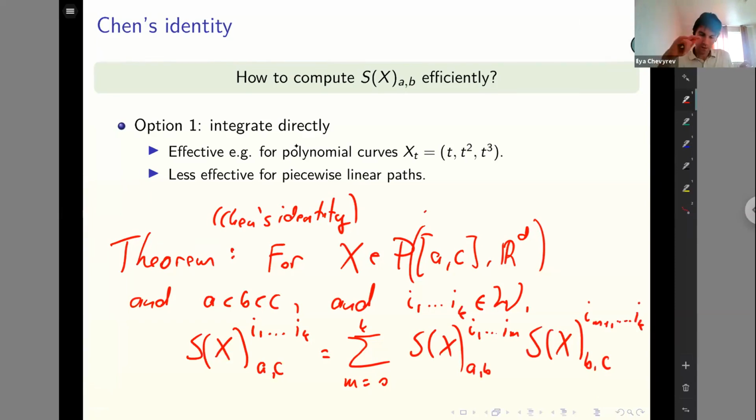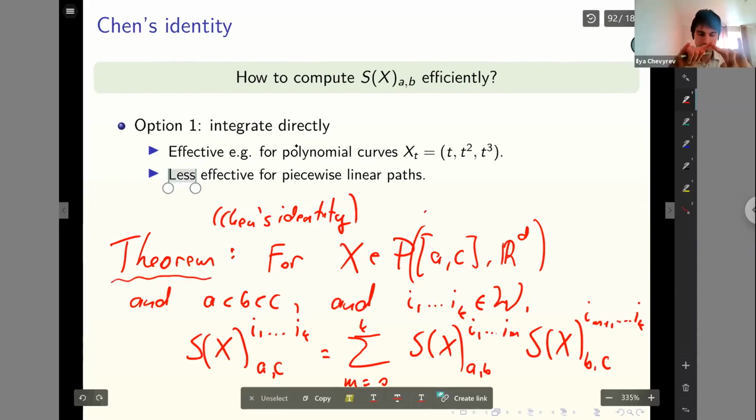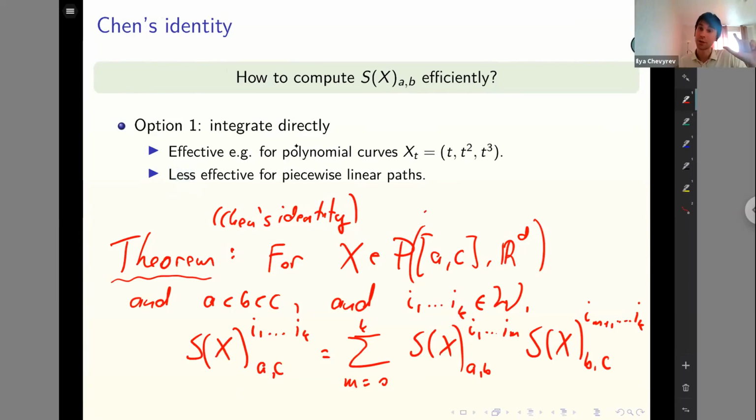So what Chen's identity allows us to do is this: if we know the signature of a path over an interval AB and a neighboring interval BC, then we can compute the full signature over AC according to this formula. We just need to take a sum over certain multi-indices and products. Okay, so I'm going to show how to do this in practice.